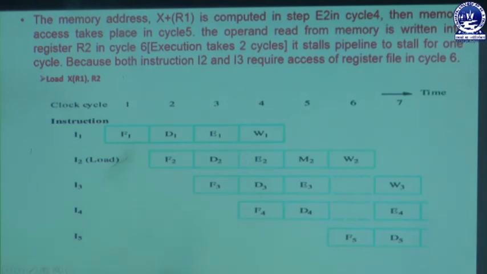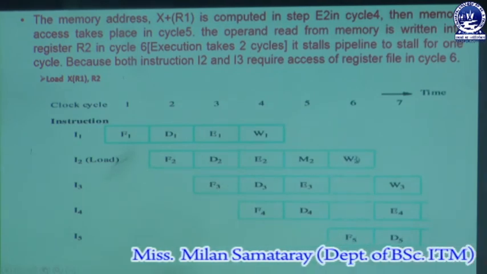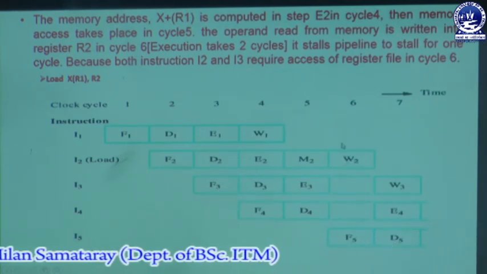So the execution takes 2 clock cycles, that means the 4th and 5th clock cycles. In the first clock cycle, that means the 4th clock cycle, the address is calculated, and then in the 5th clock cycle, the operand which is present in that memory location, that is X plus the R1 content, will be fetched or read from the memory location. Then the write operation is performed in the 6th clock cycle.